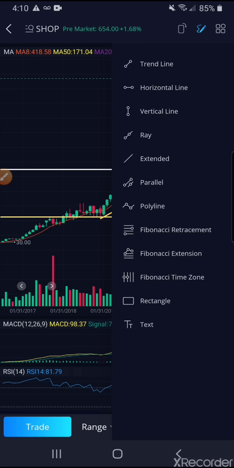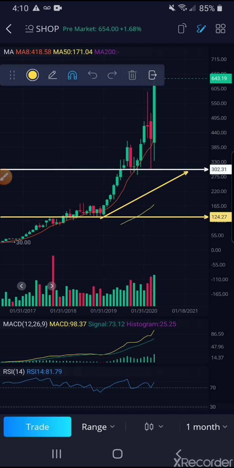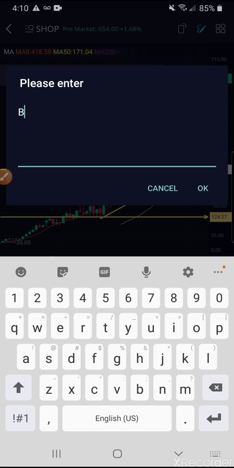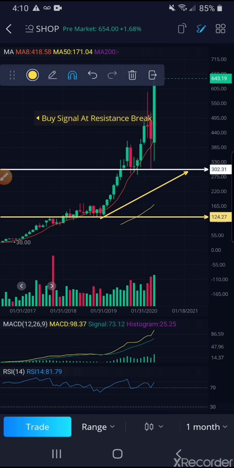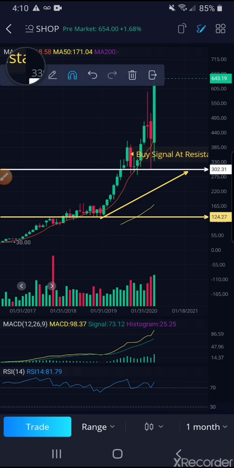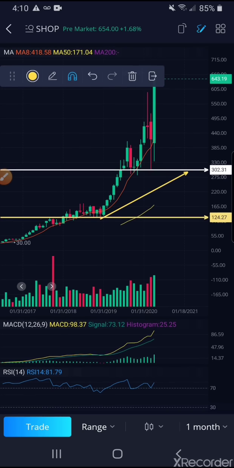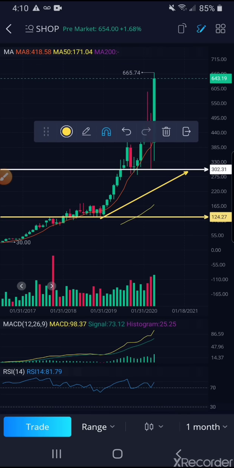You have all these different settings. You can add text. You can go in here, put a box, say buy signal at resistance. Okay, and there you go. And I can put it anywhere I want to, and I can probably shrink that as well. Let's see. Oh, what did I do with it? I lost it. Anyway, but yeah, you can add notes and stuff like that.